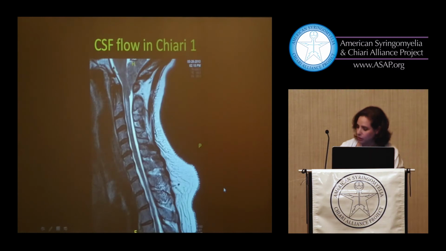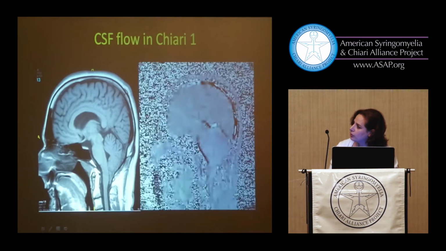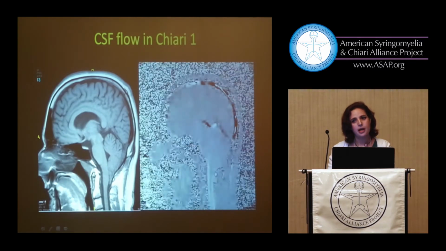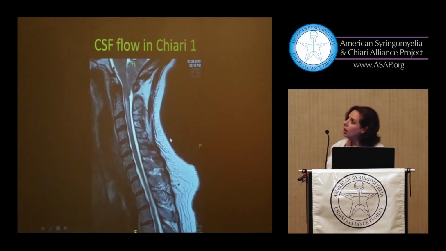You can probably try to guess, but you have the flow going in front, but look at the back. It stops. It stops right where that tonsil is sitting because the tonsil is blocking the flow. That's the kind of basic abnormality we're talking about with flow.